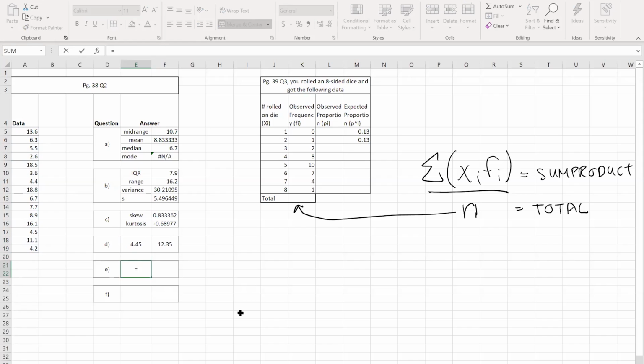The middle 68% of data for a normal distribution is within one standard deviation. So the mean minus one standard deviation, and the mean plus one standard deviation.